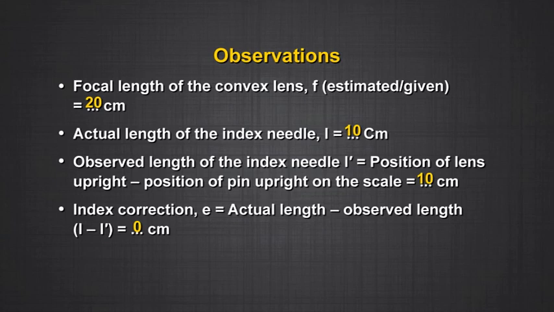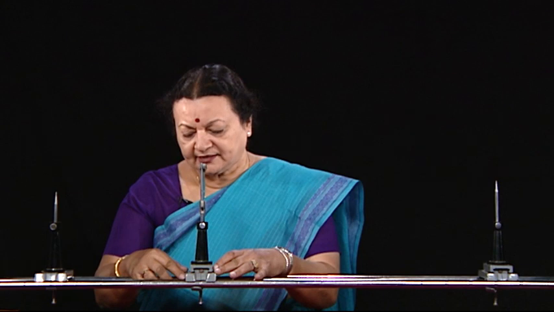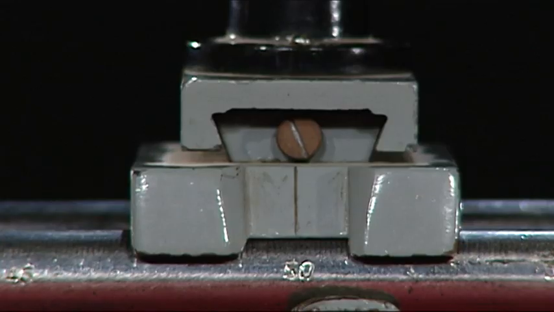Having seen that the rough focal length of this convex lens is about 20 centimeters, we will look for only real images. So we will place our object or this object pin at a distance of more than 20. So between 20, 40, you can take any of those other values. So let us see, this is at 20 and I'm fixing this at, let us say, 50.